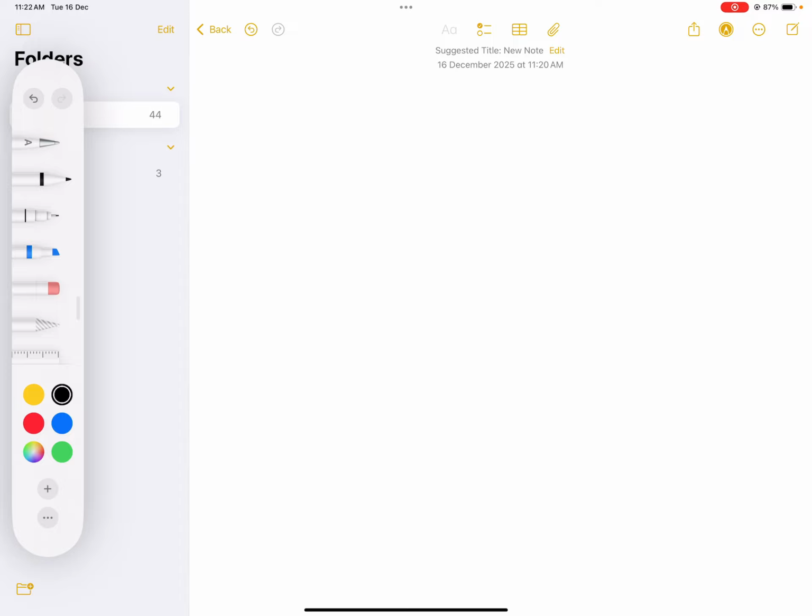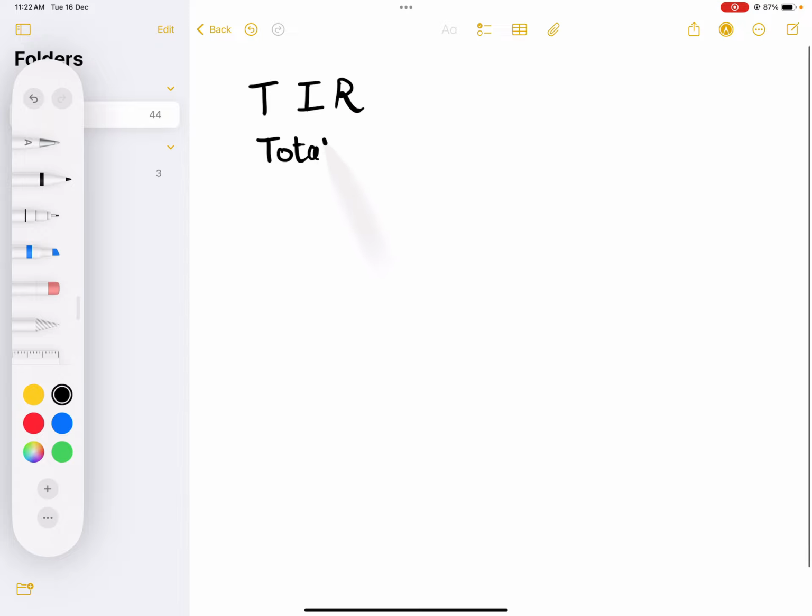So, I would love to teach you a very important topic for today's class. The topic of our class is TIR. So, what basically is TIR? TIR stands for Total Internal Reflection.